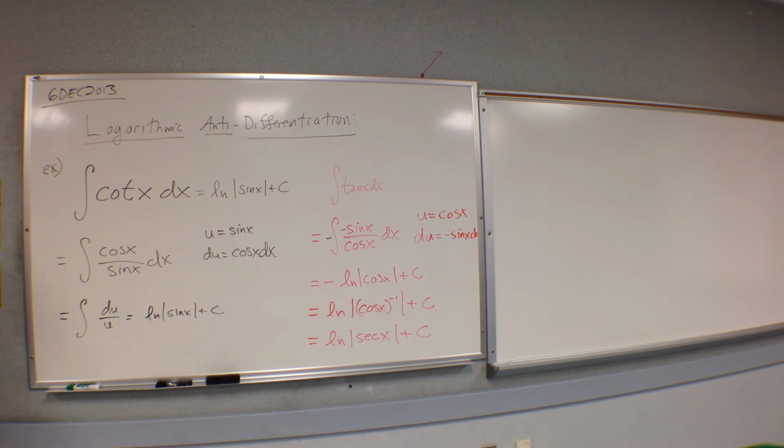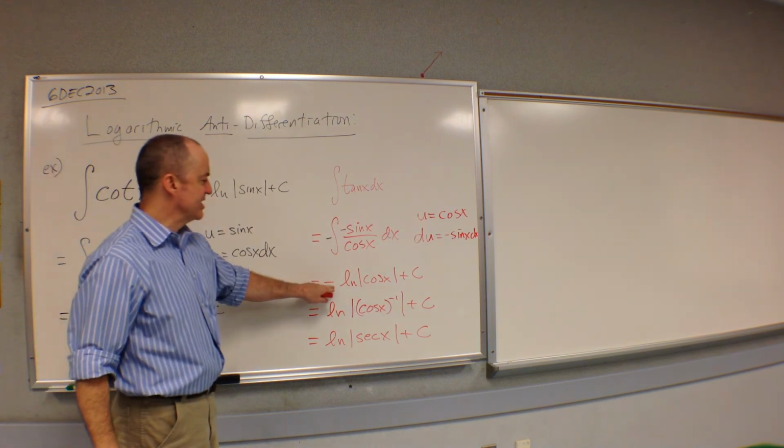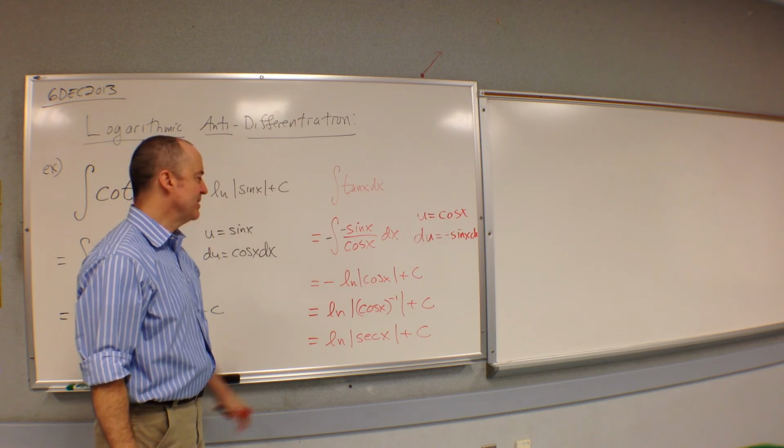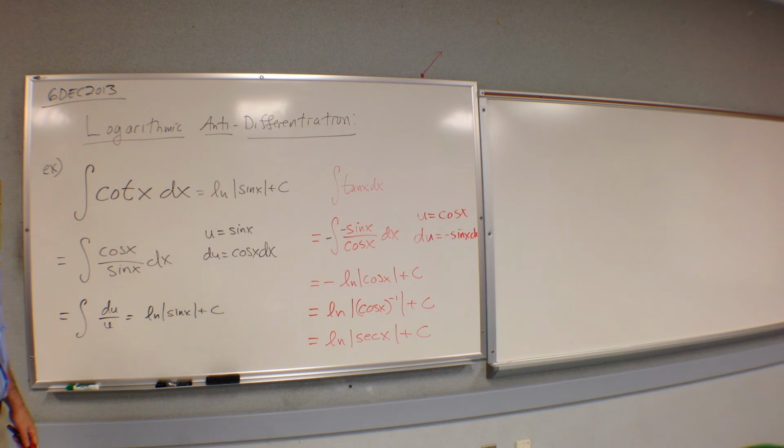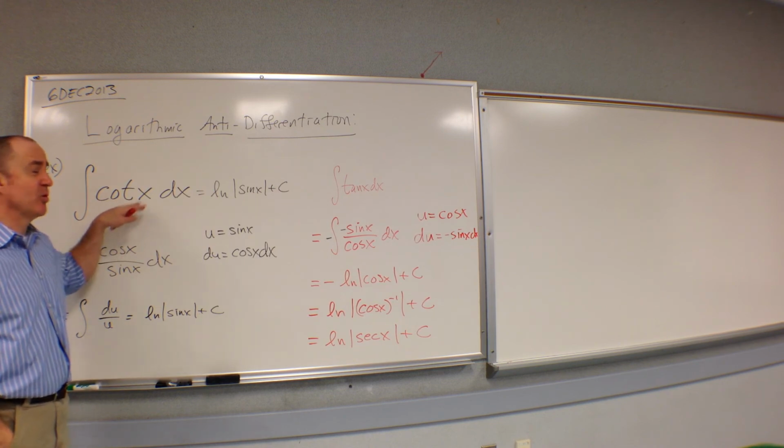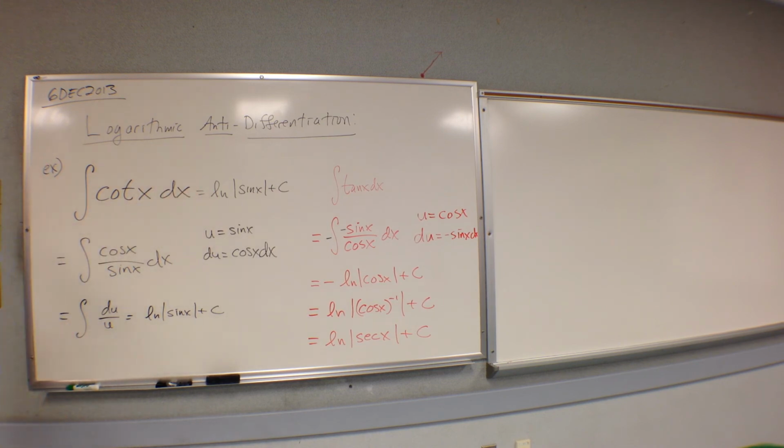I'm not sure actually. Most books will show it as negative natural log of cosine, and you want to be careful with the absolute value on things like that. But yeah, that should work. Any questions on these ideas? You get two more trigonometric antiderivatives now. Any questions on those ideas?